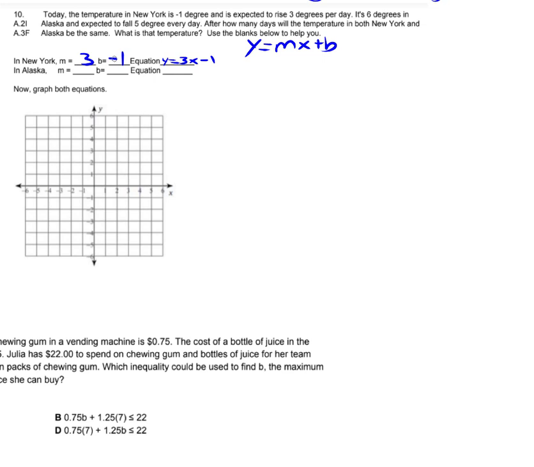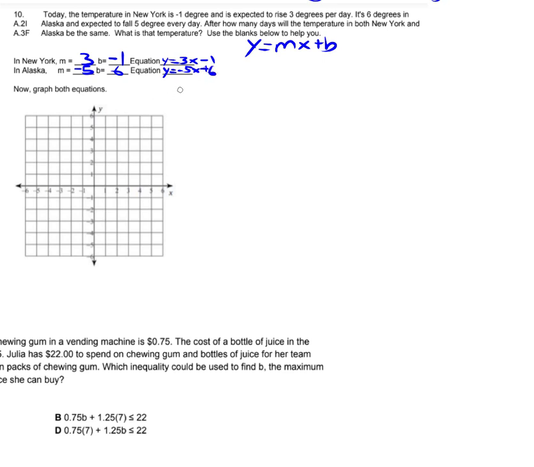Now, it's 6 degrees in Alaska, so the starting point in Alaska is actually 6. And it's expected to fall 5 degrees every day. So this slope actually has to be a negative 5 degrees. And so once again, this would be y is equal to negative 5x plus 6.